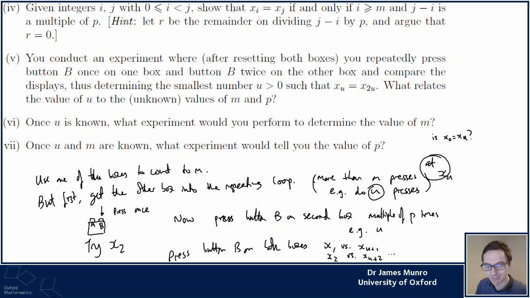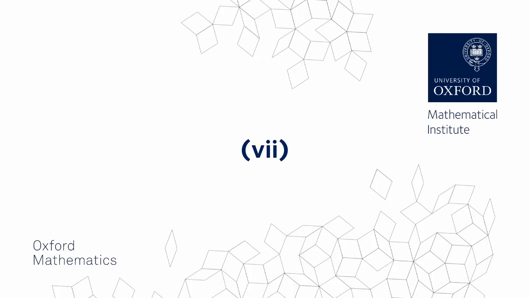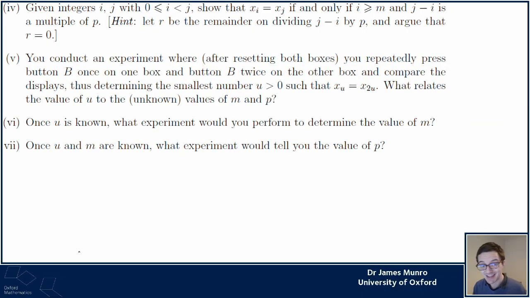Okay, one more experiment to go. Part 7 asks us to design one more experiment. At this stage, we know U and M. So we know XU, the number of presses we'd need to see this happen. We also know XM. So we know how many presses to do before it starts repeating.